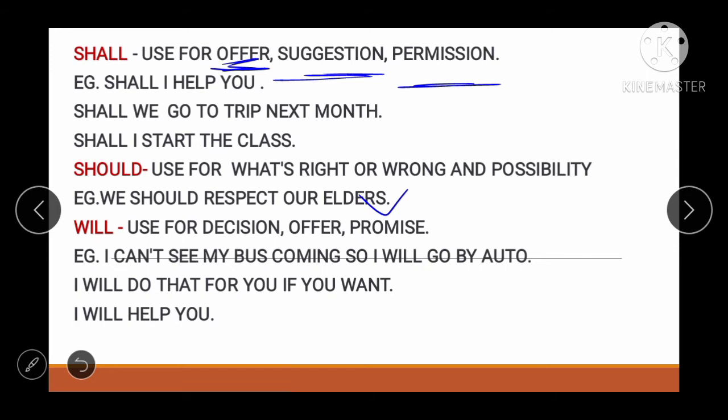All right. Next one is will. Will is used for decision, offer and promise. Where is will used? It is used for decision, offer and promise. All right. So for example, I can see my bus coming, so I will go by auto. See, it's a decision. You are taking a decision that the bus is not coming, so you will go by auto.